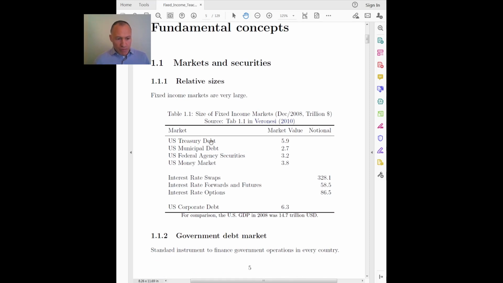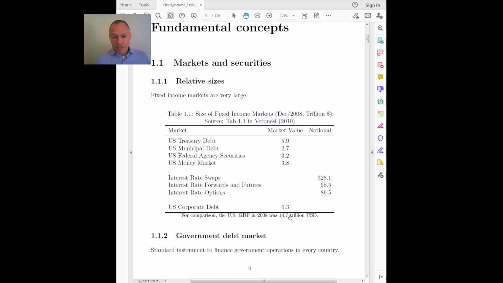So the US Treasury debt, so bonds issued by the US government, had a market value, this is in 2008, of $5.9 trillion. A big number, okay? It's a big number by any measure, an absolutely large amount of money. And if you compare to the gross domestic product of the US, which in that year was $14.7 trillion, it's large, right? So the debt market here is about a third or so of the GDP of the country.